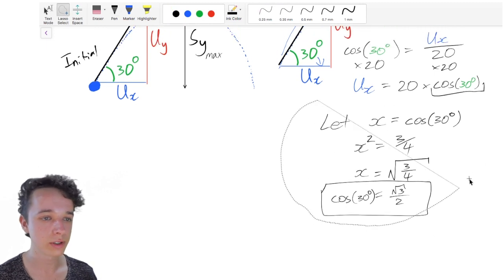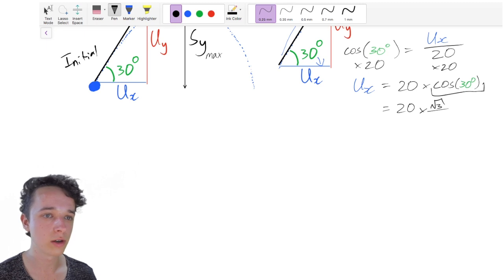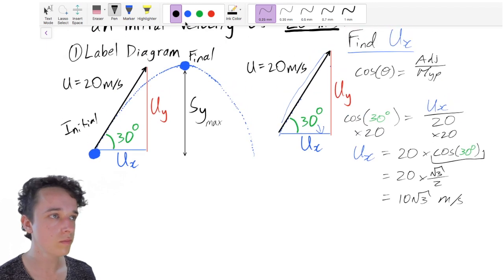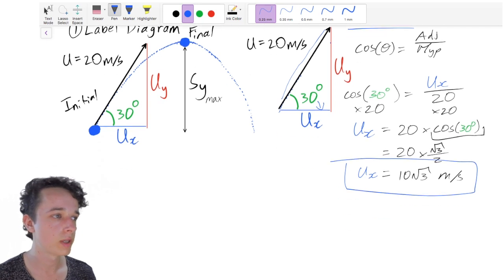Okay, so then we substitute that back into our equation. So root 3 over 2. So we know that u of x is equal to 20 times root 3 over 2. And simplifying this, we just get 10 root 3 meters per second. So u of x is equal to 10 root 3 meters per second. And I'll just write that here.